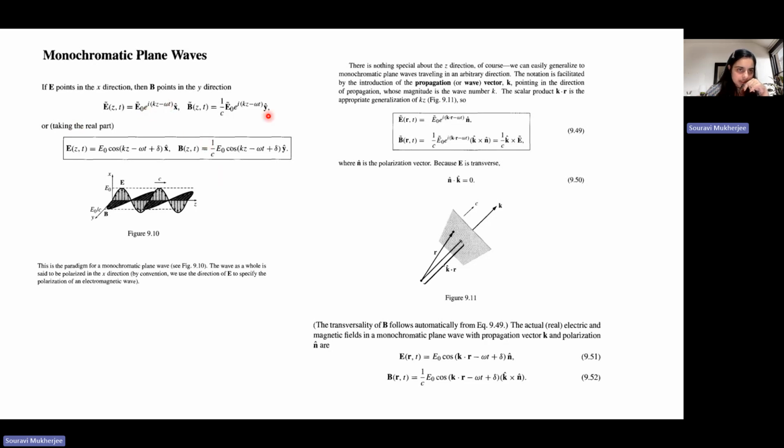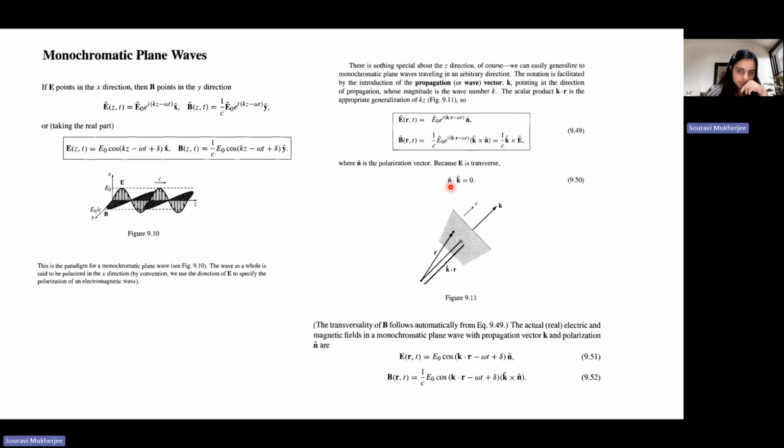You can see that electric and magnetic fields are perpendicular to each other and also perpendicular to the direction of propagation of the wave. For a more general case, you can define the propagation direction by a vector, which is called the propagation vector or the wave vector k. So the spatial part that talks about the propagation is given as k dot r, as you can see here. And because it's a transverse wave, the polarization vector, which gives the direction in which your field is oscillating, that vector n cap should be perpendicular to the propagation vector k.